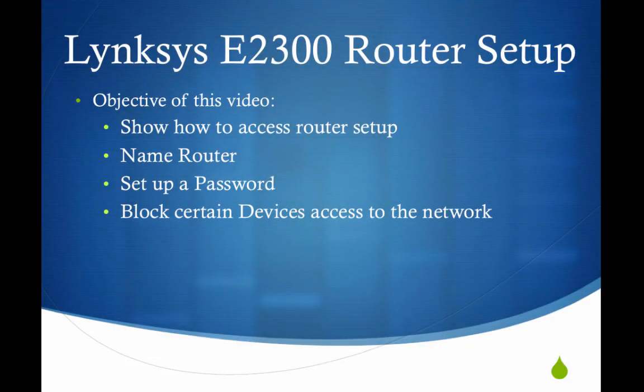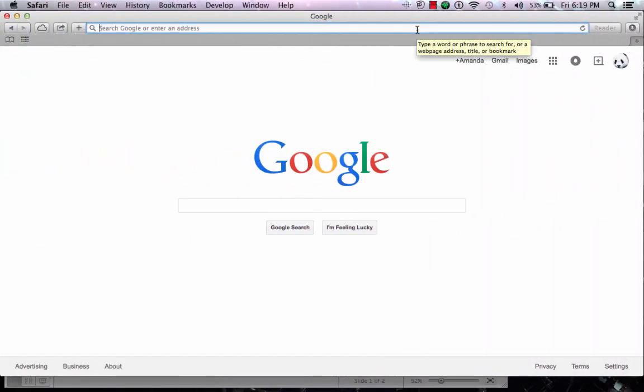Howdy, today I will be showing you how to set up a Linksys E2300 router. The objective is to access the router setup menu, name the router, set up a password, and block certain devices' access to the network. After you have connected your router to the modem, you then need to open up your internet browser and enter in the default internal IP address to the router.